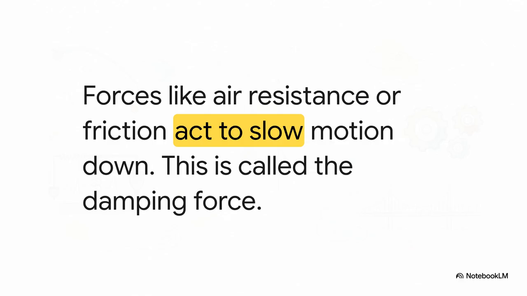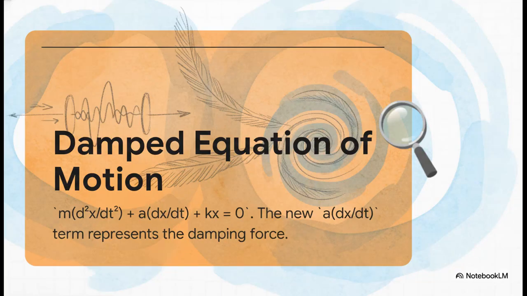It could be air resistance pushing against the weight, maybe even friction inside the metal of the spring itself. Its one and only job is to fight the motion and suck energy out of the system. So, to get this into our math, we just add one more piece to our equation.